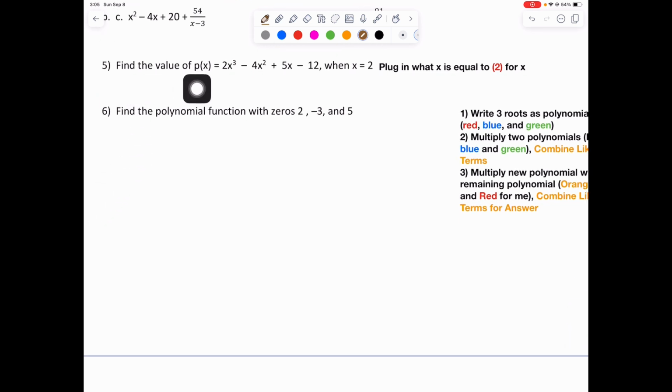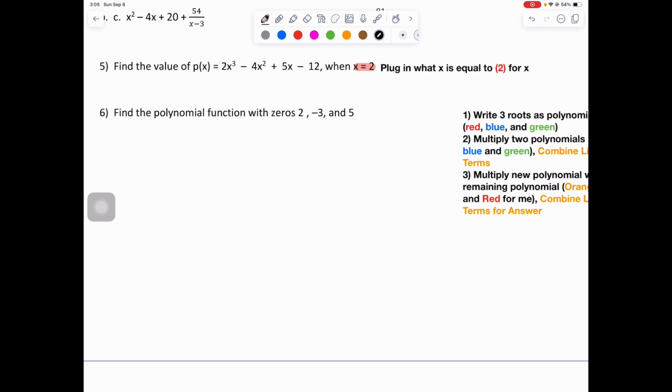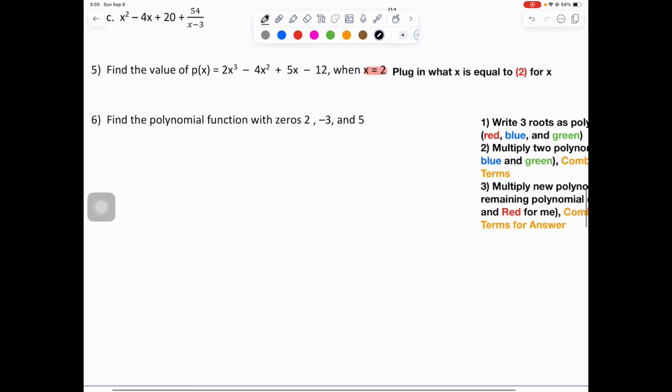Find the value of p of x equals 2x cubed minus 4x squared plus 5x minus 12 when x equals 2. Plug in what x is equal to. In this case, it's 2 for x. So just like I taught you above, you can simply plug it in. For this one, we're just going to plug it in because that's what it's asking us to do. For the synthetic for number 4, again, you didn't have to if you didn't want to.